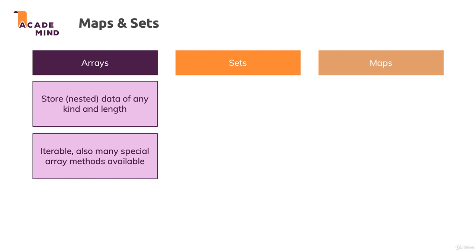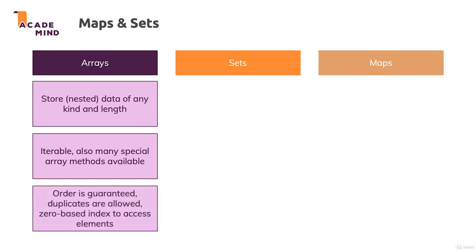And a couple of key characteristics of arrays are that the order of elements is guaranteed, so the order doesn't magically change. Duplicates are allowed. You can have the same number twice in an array, for example. And you have a zero-based index to access elements. These are things you, of course, learned throughout this course and especially throughout this module.